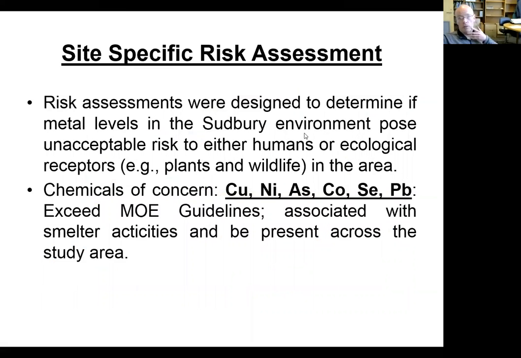And so basically they were done on a number of metals that were associated with the smelting activities. The risk assessment determined that in the Sudbury environment there was an unacceptable risk. And that's an important point. There are stakeholders. And so as a scientist, our job is to collect information and to present it in an impartial way to all stakeholders. And then the decisions are made by other people as to whether that is an acceptable risk or not. We don't determine that it is acceptable or not acceptable.